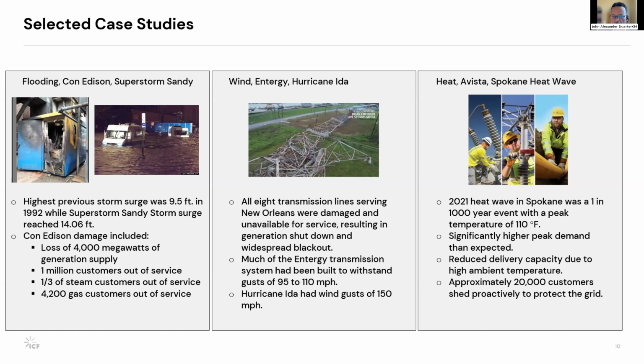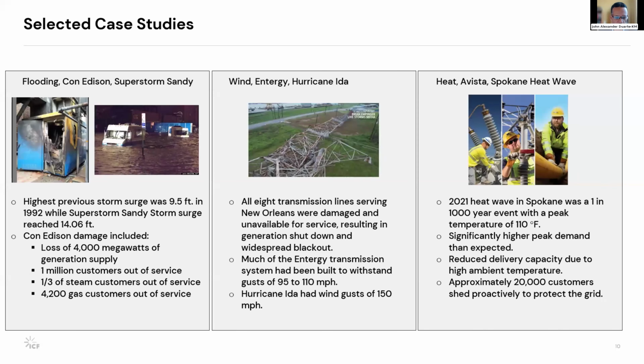And for heat, in 2021 in Spokane, Washington, there was a 1 in 1,000 year heat event with temperatures of around 110 degrees. And the result of high demand and reduced capacity because of high ambient temperatures resulted in some transformer temperatures above design, and the utility shed about 20,000 customers to protect those transformers and substations.